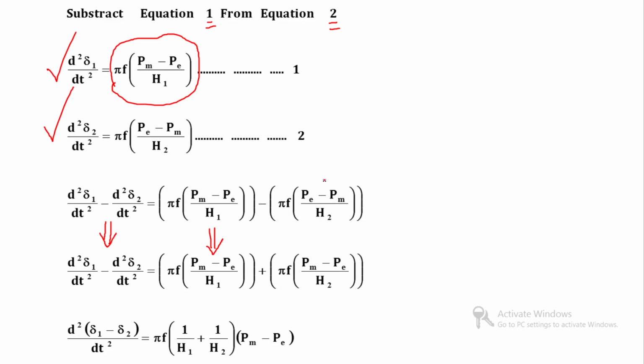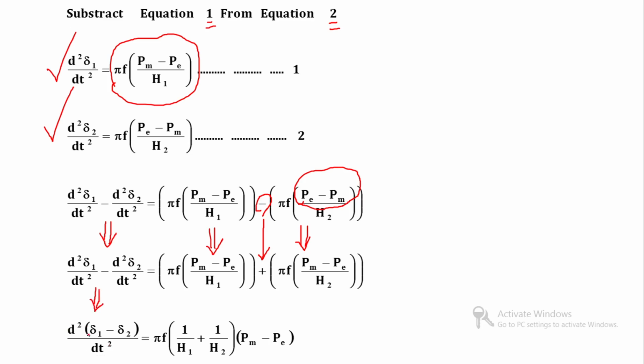Now again I will take minus common from Pe minus Pm. So Pe minus Pm becomes minus (Pm minus Pe), and this minus multiplied with this minus becomes plus. Clear? So the simplification will look like this: minus will be common from here, so this term becomes Pm minus Pe and this minus becomes plus.